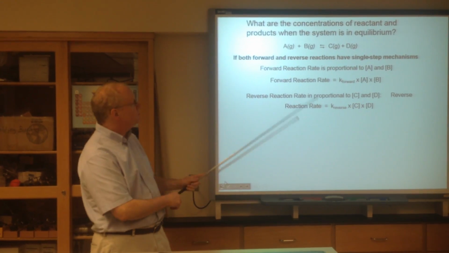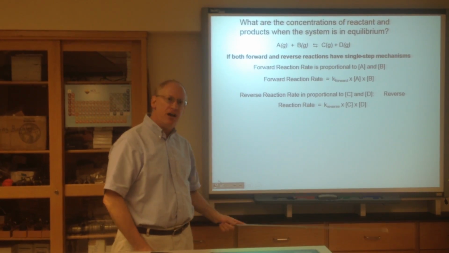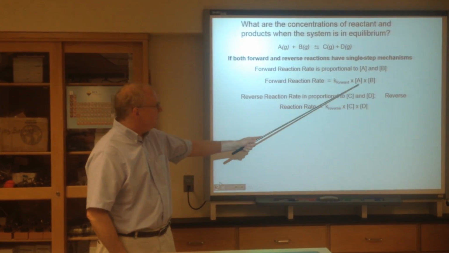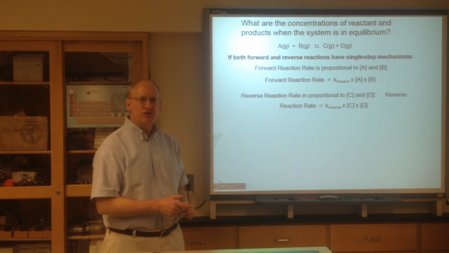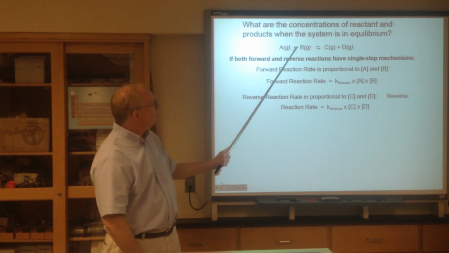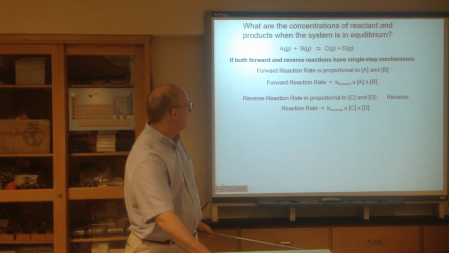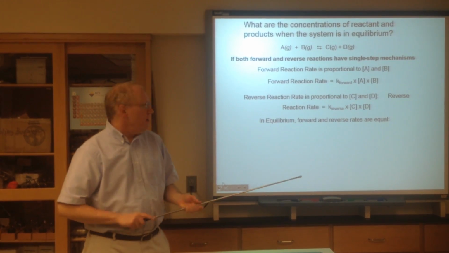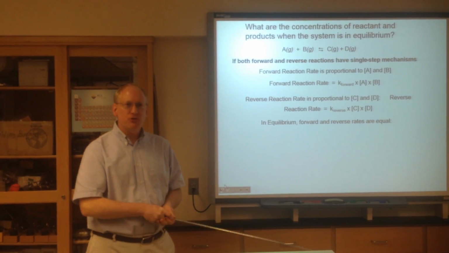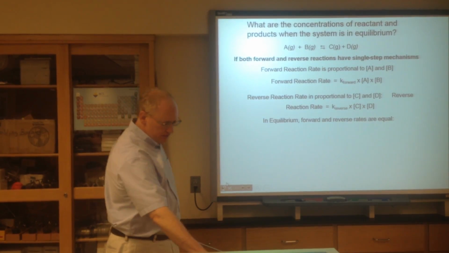Again, we know this to be true because we saw in kinetics that for single-step processes, the reaction rate depends in this way on the reaction concentrations raised, in this case, to the first power, because we only have one molecule of each in our balanced chemical equation. Okay? So we know what the forward reaction rate is, we know what the reverse reaction rate is, and we're saying in equilibrium, these two rates are equal.